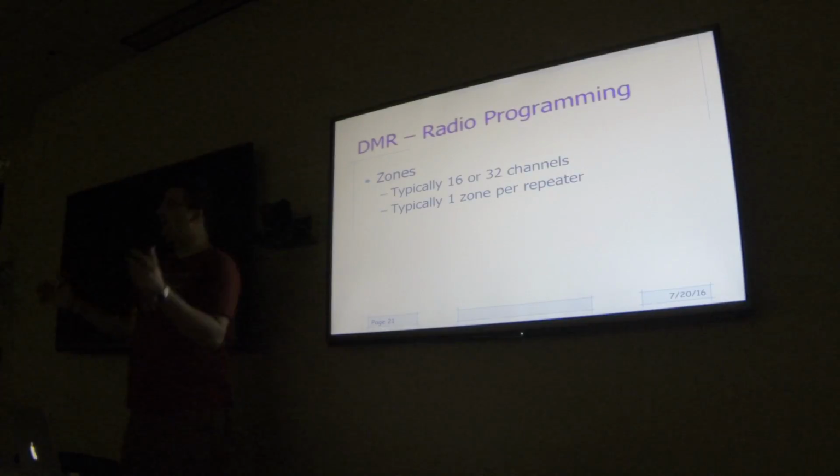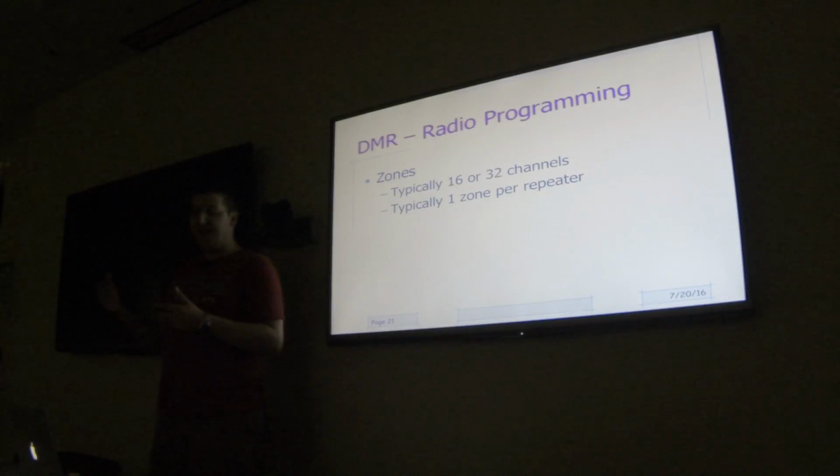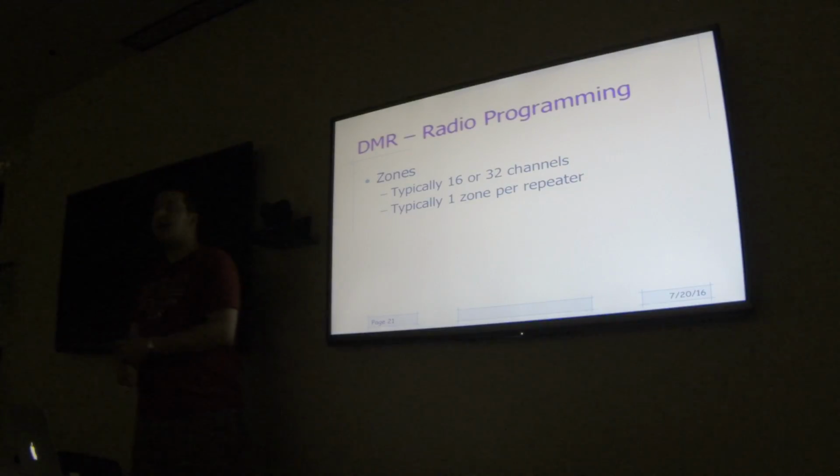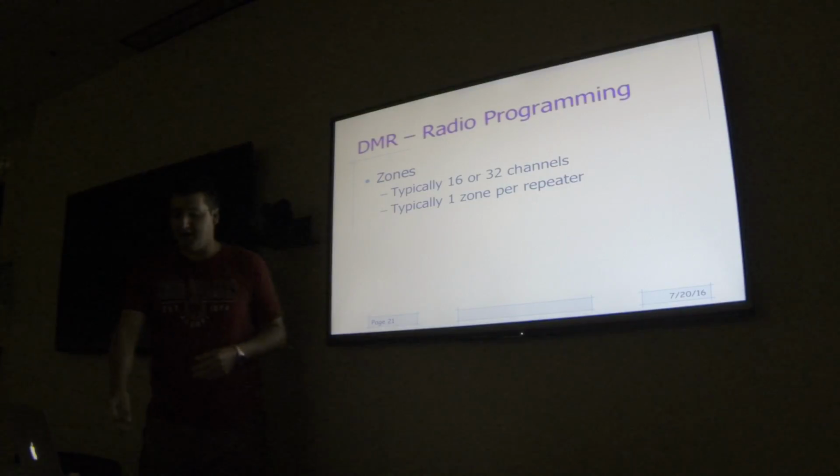You need to create a zone. Zones typically have 16 or 32 channels. They are typically one zone per repeater. And this is sort of how you organize your radio. Again, this is coming from the commercial world, where you have this concept of, you know, if you're driving a truck or something, it might be a city that is your zone, or it might be a company that is your zone. This we sort of, in amateur radio world, have set up as our repeaters.